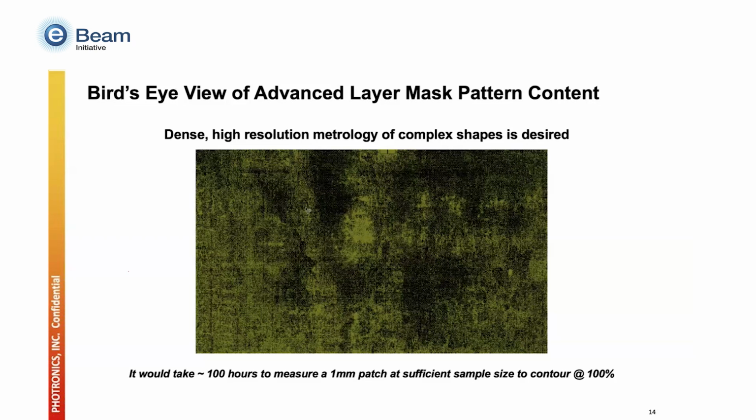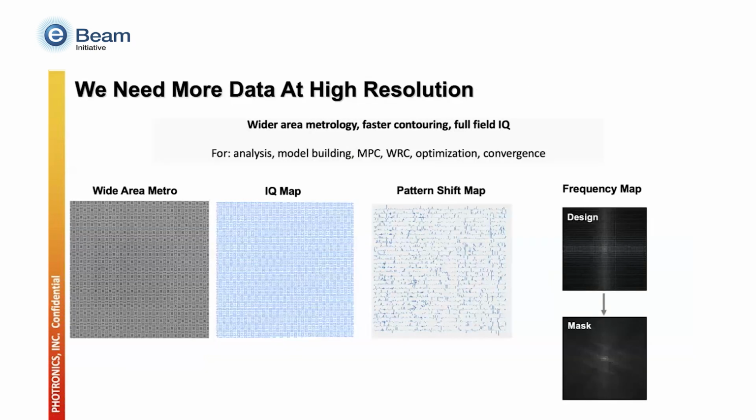So, net, on the metrology side, one of the bottlenecks to doing more with this technology is we need more data at higher resolution, wider area metrology, the ability to do faster, more rapid contouring of shapes, and the ability to calculate full field image quality of the mask, where we can really assess its capability. We can build models. We can inject it into MPC flows. We can inject it into writing rule check flows, use it in optimization and also convergence for things like ILT.